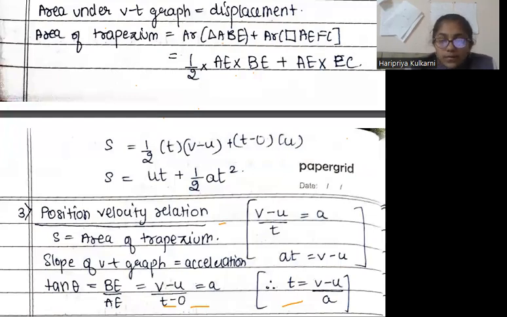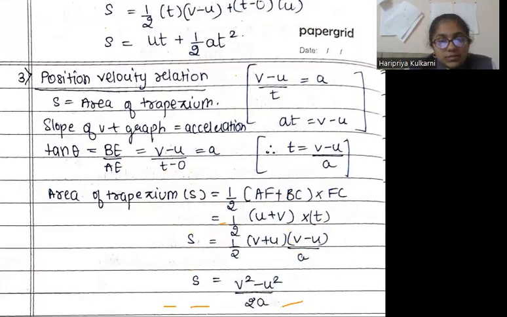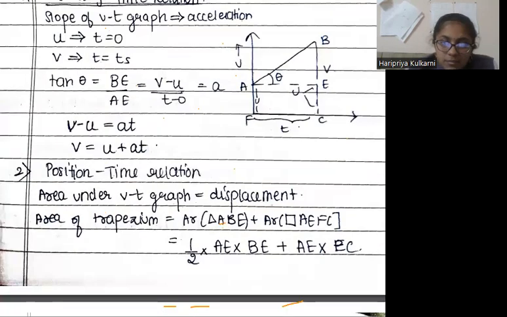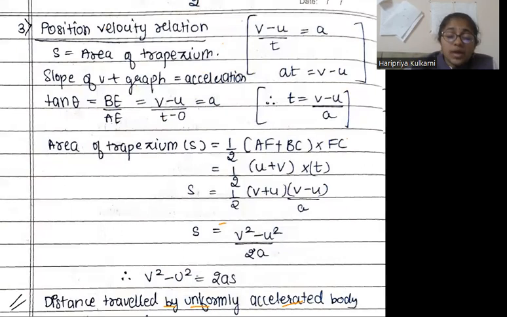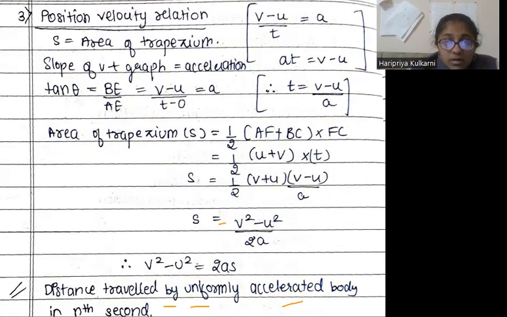Now coming to the last relation, the third one, that is the position-velocity relation. So again, we are taking the same graph, but we are just applying a different formula. That is, here also S is equal to the area of the trapezium, that is displacement. But we are directly applying the area of trapezium formula here. That is, what is the area of trapezium formula?